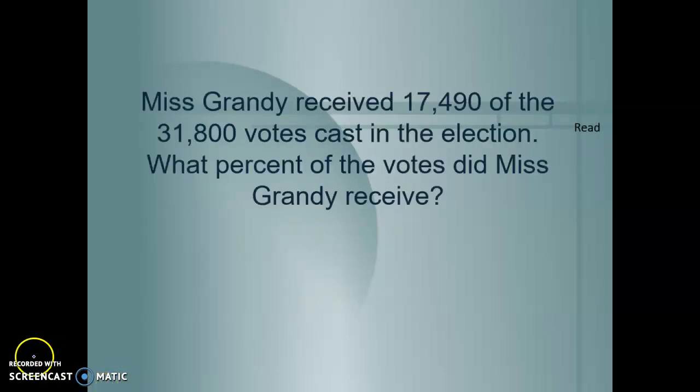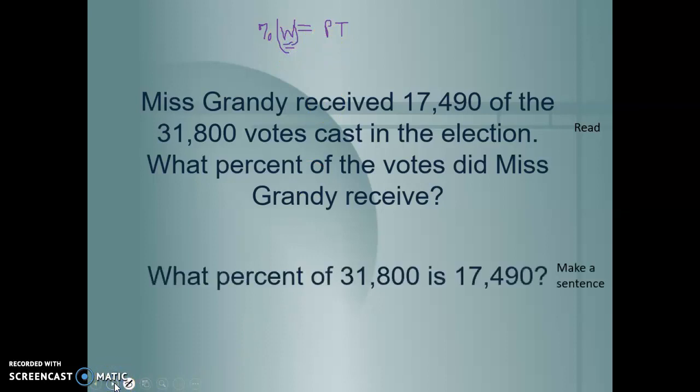All right, let's try some more real-world problems. Miss Grandy received 17,490 of the 31,800 votes cast in the election. What percent of the votes did Miss Grandy receive? Well, let's think about our equation again. Percent of the whole equals the part. We don't know percent, but we do know the whole number of votes, and we do know what part she received. So let's plug in what we know.